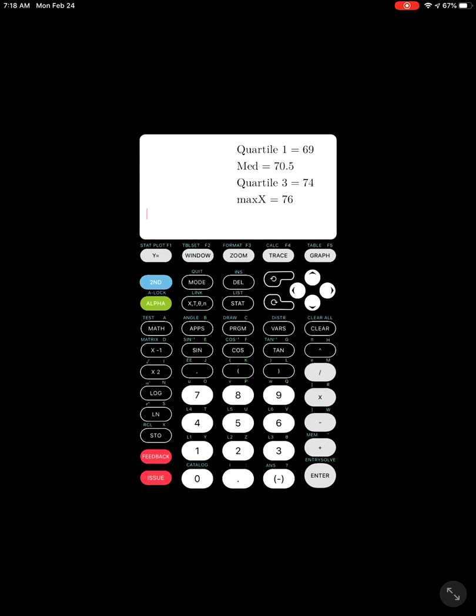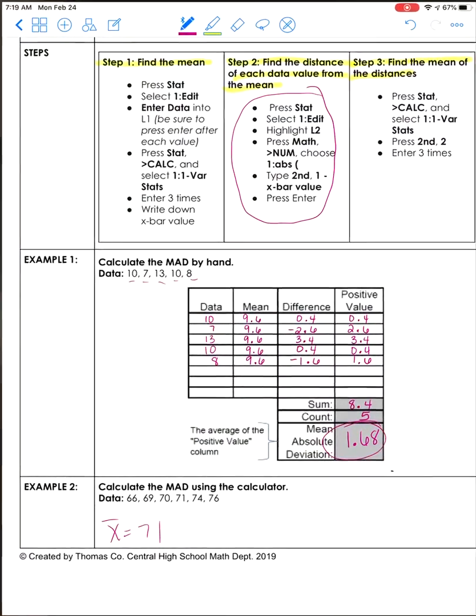So I'm just going to try this one more time. If this doesn't work, I'm just going to do it by hand. And y'all can do it this way. Let's see. Highlight L2, press math number, choose 1, absolute value, type second, comma. No, that's not it. All right, well, y'all do it this way and see what you get. And I'm going to keep going by hand, and we'll see if we can get the same thing.